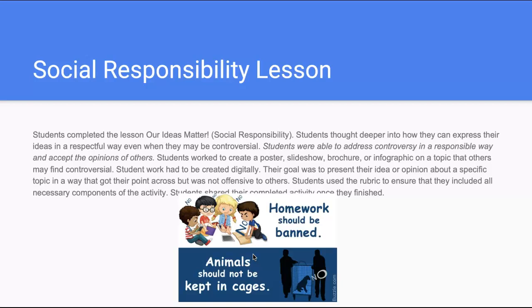Students used their rubric to ensure that they included all the necessary components of the activity, and students shared their completed activity once they were finished. Some of the topics that they used were something like homework should be banned or animals should not be kept in cages. They were topics that some people felt strongly about and some people did not feel as strongly about. And their goal was to just express why they felt strongly about those things without being offensive to others or not feeling like other people were wrong because they did not feel the same way that they felt.